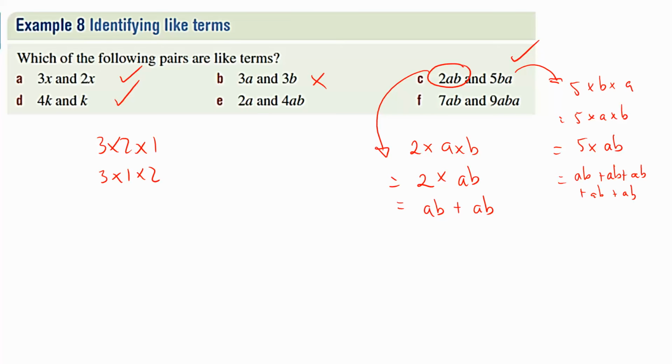What about 2A and 4AB? No, because if you break this apart, you've got 2 times A. This is 2 groups of A, whereas this is 4 groups of AB. See, this one has a B, this doesn't have a B. So these are different groups. They both have the letter A, true, but that's an A with a group B together. Okay? And then lastly, 7AB and 9ABA. No. Okay, those aren't like terms.